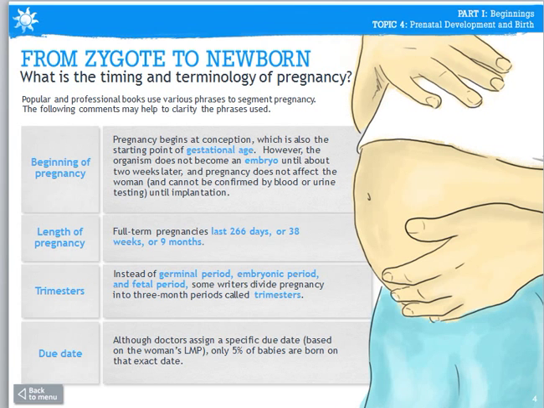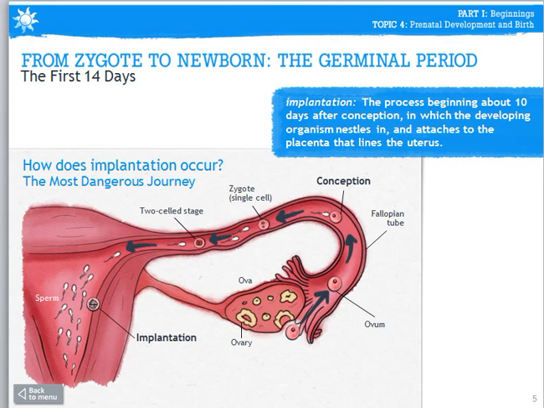I'll move on. In the video, you more than likely saw implantation. Implantation is the process beginning about 10 days after conception, in which the developing organism nestles in and attaches itself to the placenta that lines the uterus. This is what it says here on my slide. The first 14 days, this is called the germinal period.